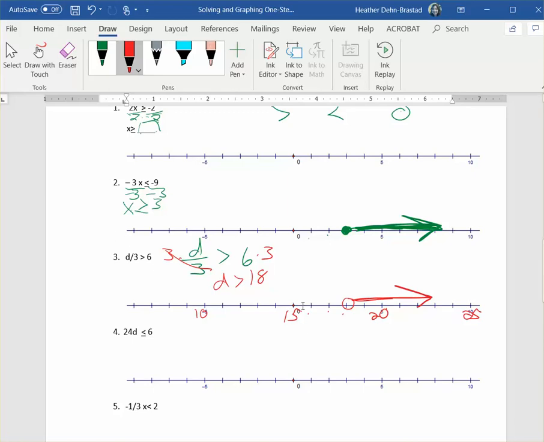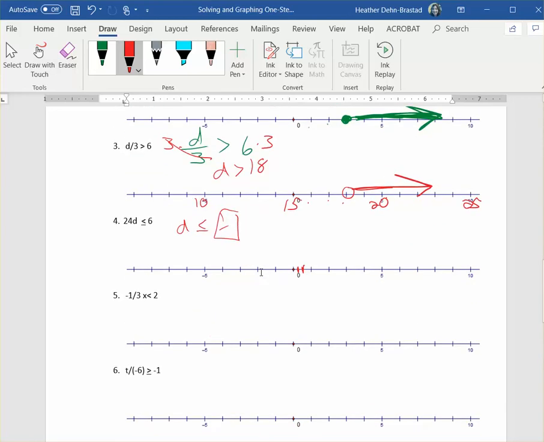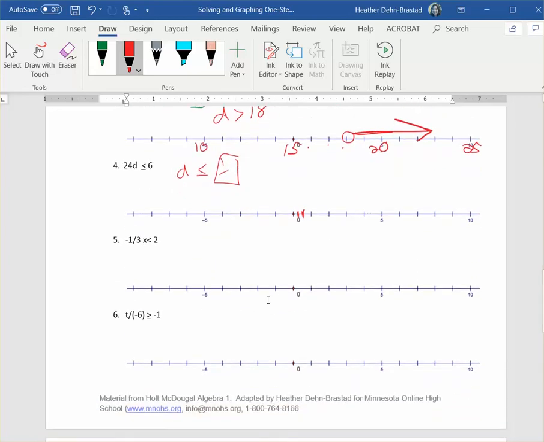Be careful in number 4, because when you divide both sides by 24, you'll get a fraction for this one. It'll be 1 over something. So you can just estimate. If it's 1/2, it would be right here. If it's 1/4, it would be right here. And you can estimate where the number should lie, where the closed circle should lie.